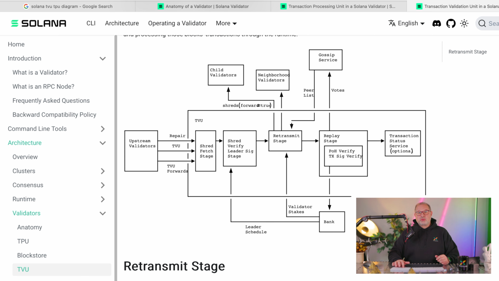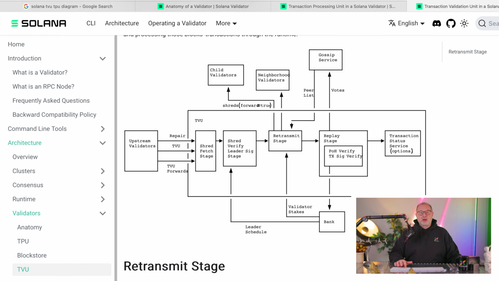So we have the upstream validators, right? The upstream validator is either just another validator that has just produced the block, or it has gotten the block from the block producer, the leader, and it was already validated by an upstream validator, and we need to validate it as well, right? So we get that block here from upstream validators, and it goes into the validation unit.